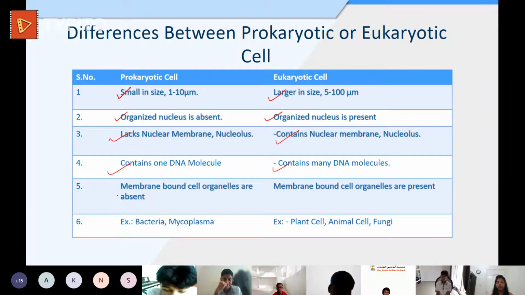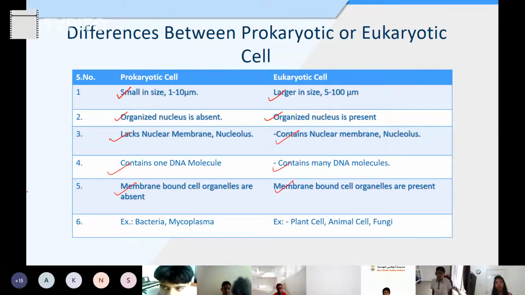Prokaryotic cell does not have any cell organelle, but eukaryotic cell has membrane-bound cell organelles like the mitochondria, Golgi body, endoplasmic reticulum, chloroplast. All this will be there in the eukaryotic cell. Examples of prokaryotic cells are bacteria, cyanobacteria and mycoplasma. Examples of eukaryotic cells are plant cell, animal cell and fungi.